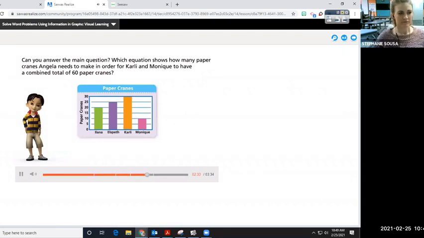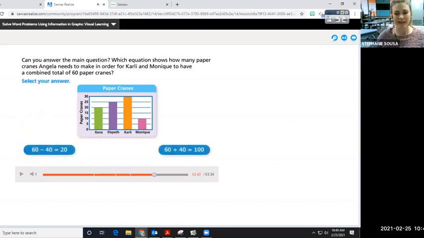Which equation shows how many paper cranes Angela needs to make in order for Carly and Monique to have a combined total of 60 paper cranes? All right, they've made 40. Select your answer. We got to get to 60. We want 60 paper cranes. So, by a show of covering your camera, if you think the equation is 60 minus 40, cover your camera. All right. If you think the equation is 60 plus 40, cover your camera.